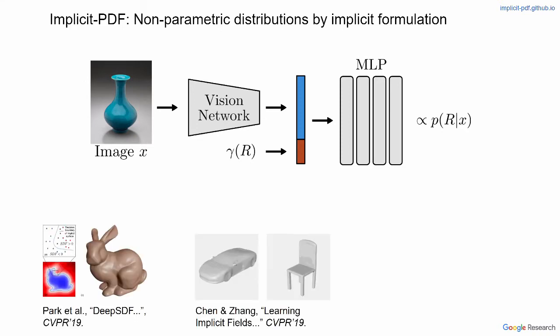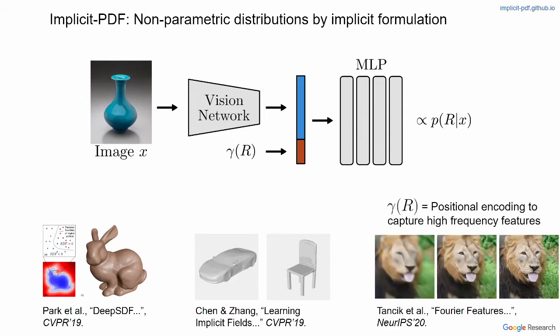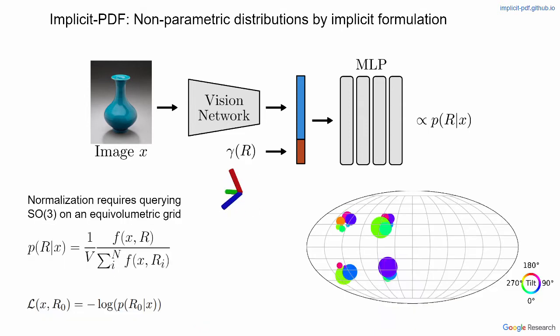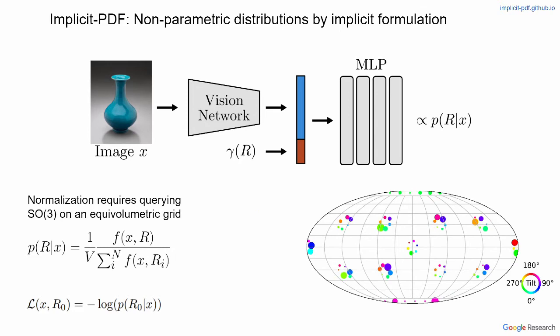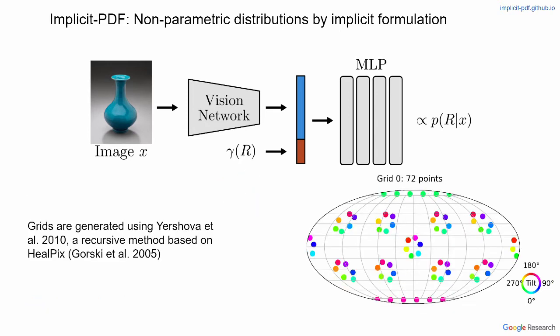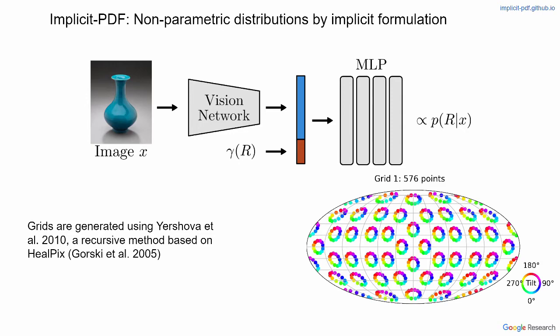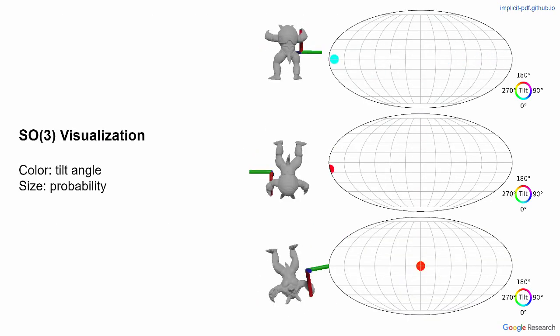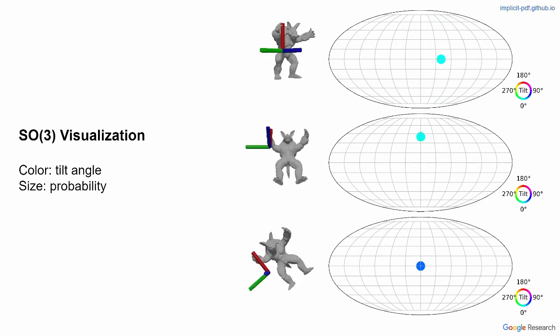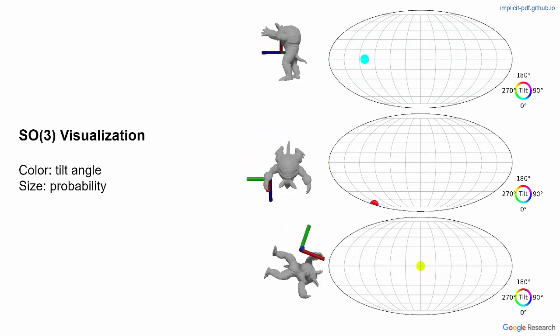This design is similar to recent works using coordinate-based implicit representations of volumetric properties. We positionally encode the rotation with sinusoids, which has been shown to help output high frequencies. To normalize the outputs, we evaluate at a set of rotations on an equivolumetric grid over SO3. We train the model with a likelihood loss given only a single ground truth rotation per image. Equivolumetric grids over SO3 are generated in a recursive fashion. To visualize distributions, we mark the direction of the z canonical axis on the surface of the two-sphere and use color to display the tilt around that axis.